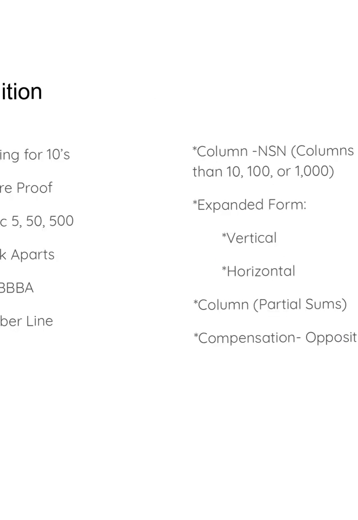For addition, we're going to be looking at these different areas: looking for tens, picture proofs, magic fives, 50s, and 500s, break apart, or even big benchmark break aparts, number lines, column, expanded form, both vertically and horizontally, column using partial sums, and compensations.